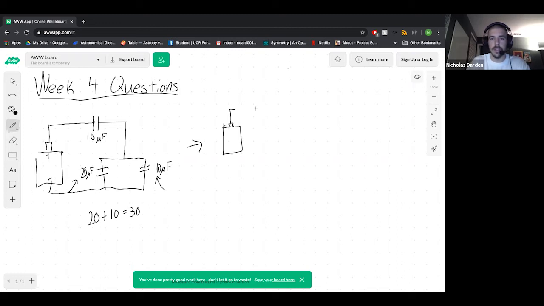And I'm just going to draw it a little bit quicker here. Like this. So this one is still going to be 10, and now this one is 30 microfarads. And now to get the total equivalent capacitance, we just need to combine these two. And the way that we combine capacitors in series is by adding the inverse.